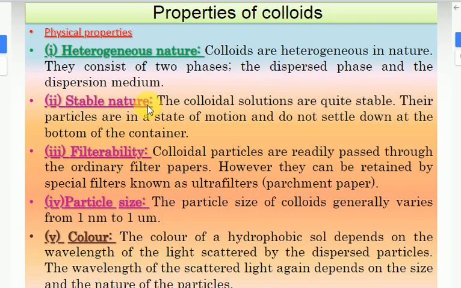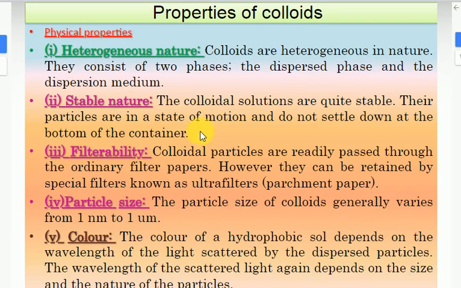Next one is stable nature. Generally, colloids are quite stable. Their particles are in continuous motion. Remember one point I want to say very clearly: whenever a colloid is stable, it means the particles have a similar charge. Similarly charged particles always repel, so they move apart.